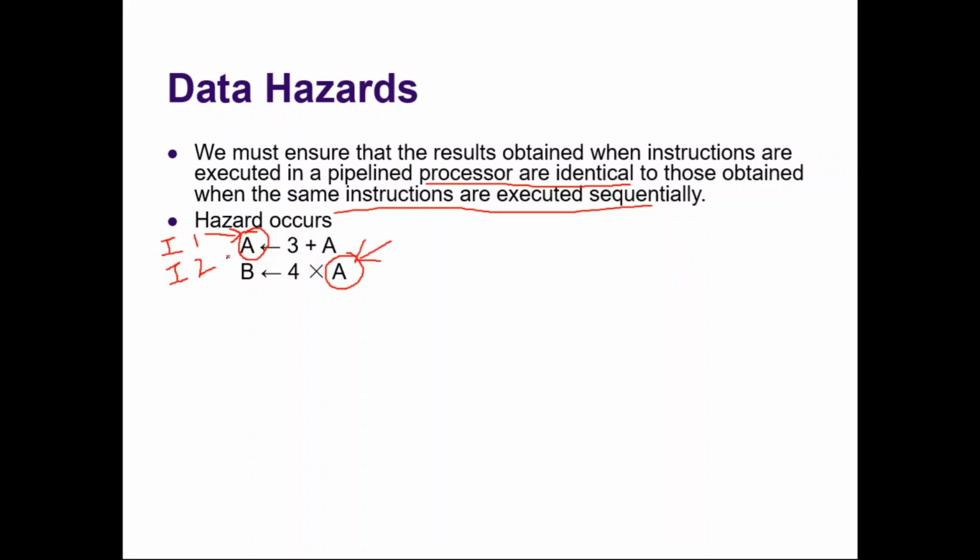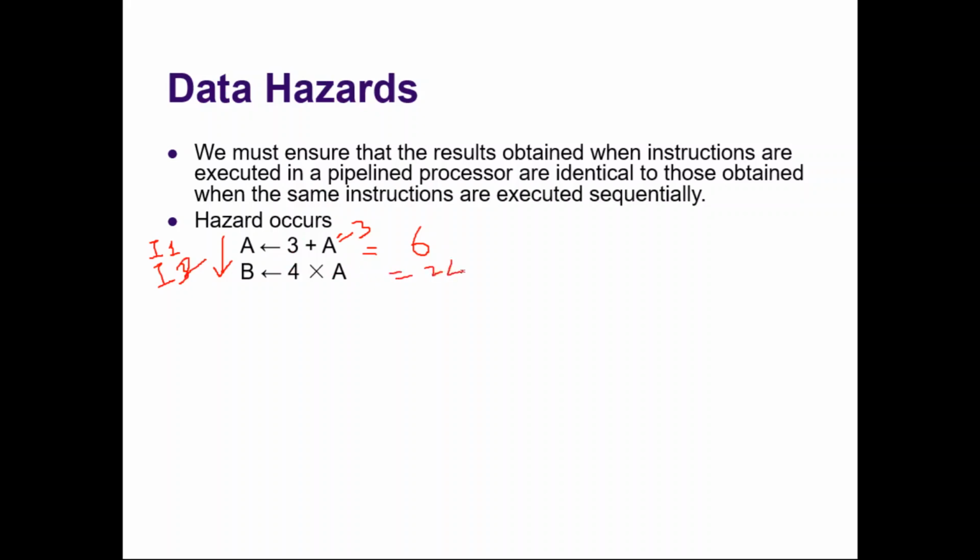Here you can see what we are doing. There is a variable: a is equal to 3 plus a. It means previously a contains some value. Let us assume initially a is 3. Then after executing this instruction, a will become 3 plus 3, that is 6. If these two instructions were executed sequentially, first instruction 1 is executed, then instruction 2. So a will be updated with 6 and then it will be 6 into 4, which is 24.